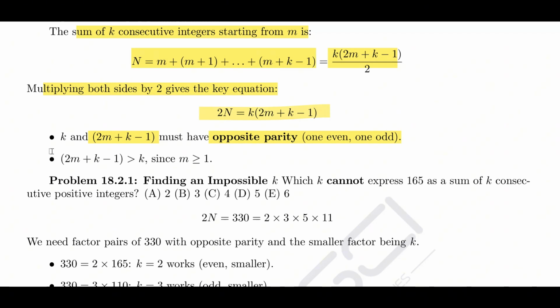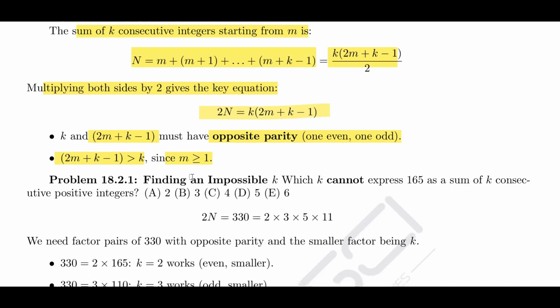Next, let's consider the size of 2m plus k minus 1 compared to k. Since m is at least 1, we know that 2m plus k minus 1 is greater than or equal to 2 times 1 plus k minus 1, which simplifies to k plus 1. So, in fact, 2m plus k minus 1 is strictly greater than k. At first, this might sound a little abstract, but it becomes really useful when solving problems.